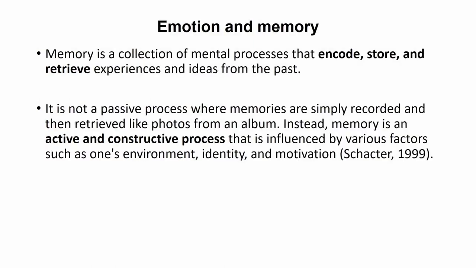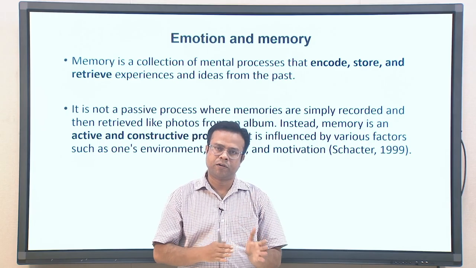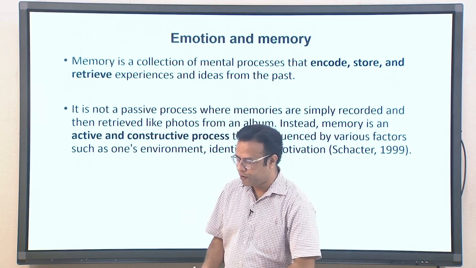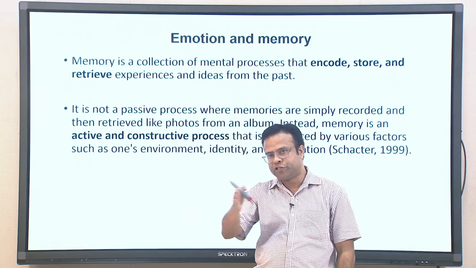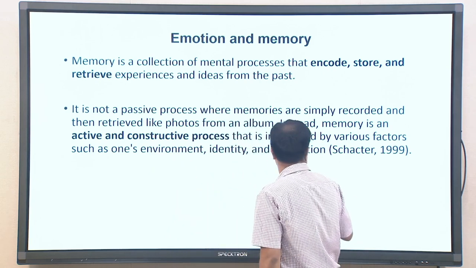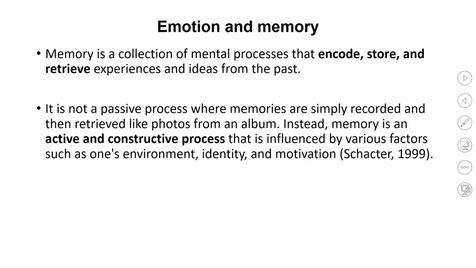When we talk about memory, it has three important processes. One is encoding, then storing, and then retrieval of information. So, memory includes encoding, storing and retrieval, which happen as a sequential process. This can be explained like this. There is an encoding.